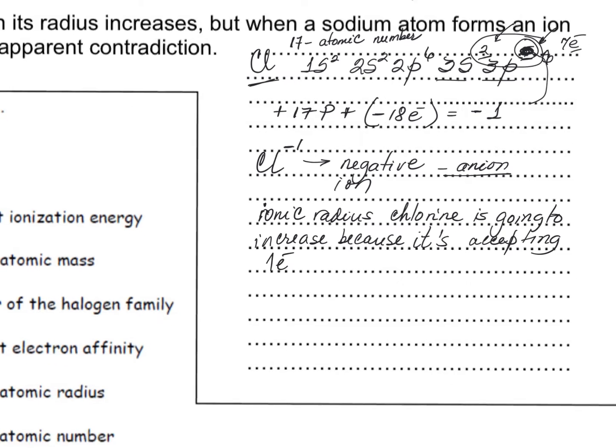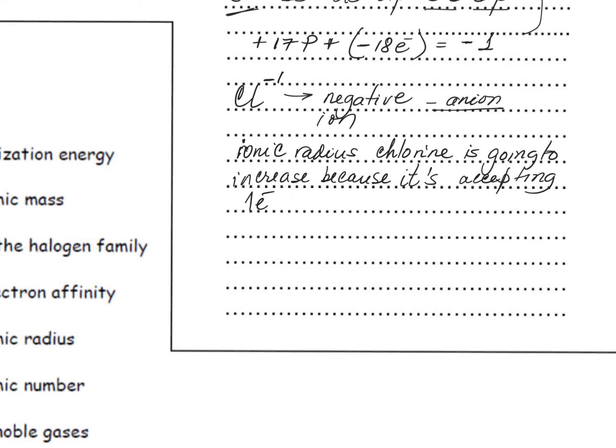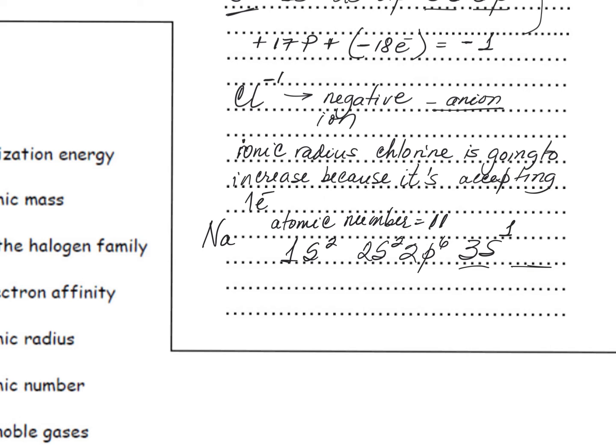That's chlorine. Now sodium is a metal. What is the tendency of the metal? Okay, sodium, atomic number is equal to 11. So 1s2, 2s2, 2p6, 3s1.